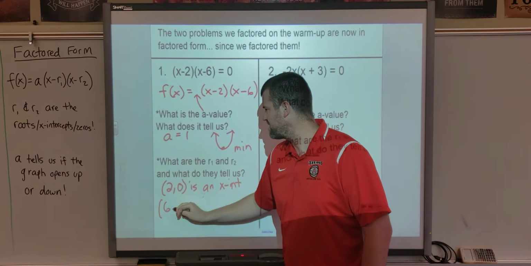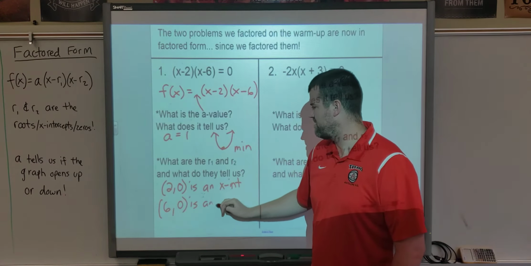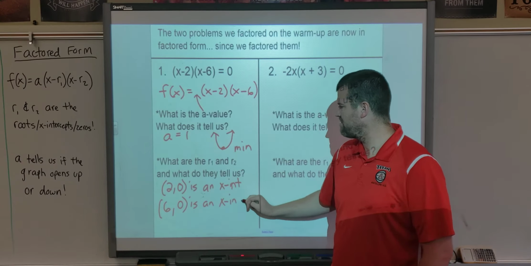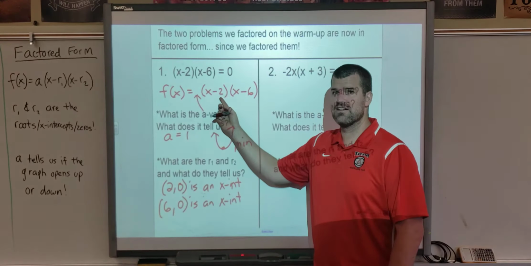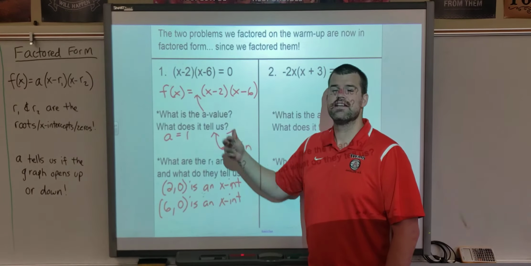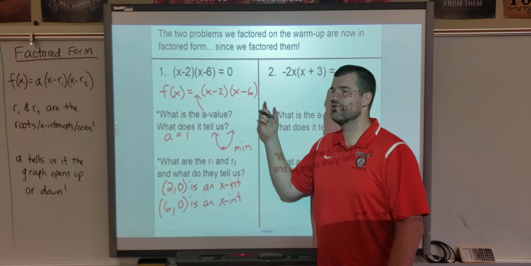So we know that (6, 0) is the other x-intercept. Again, if it's in factored form, long story short, whatever number is here, it says -2, it's the opposite. So the root is actually +2. This root is +6.